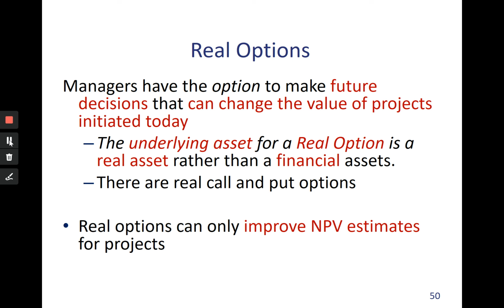This abandonment option that I talked about is a put option because we have the right to sell the underlying asset by stopping it, closing the mine. Closing the mine is the same as getting rid of it. It's a put option. Real options can only improve net present value estimates for projects. So this is an added value. We calculate a base and we add the value of real options, the best that you can estimate it.